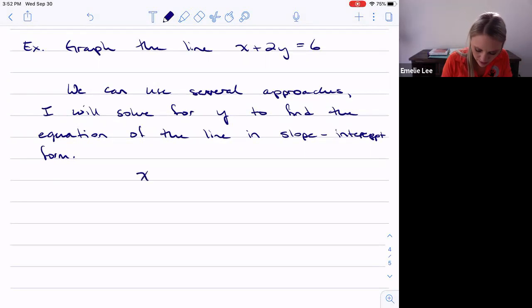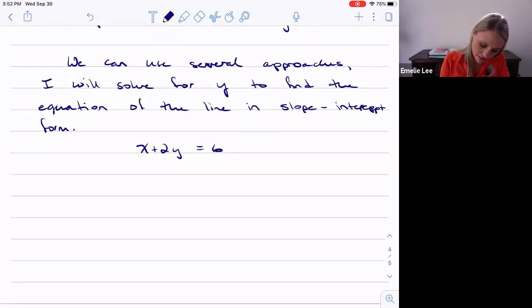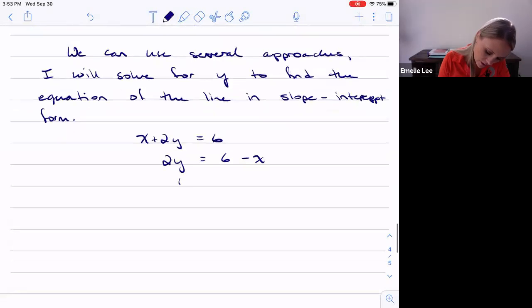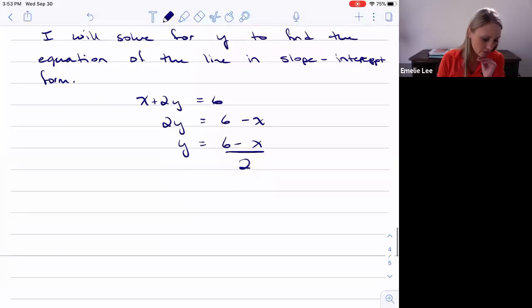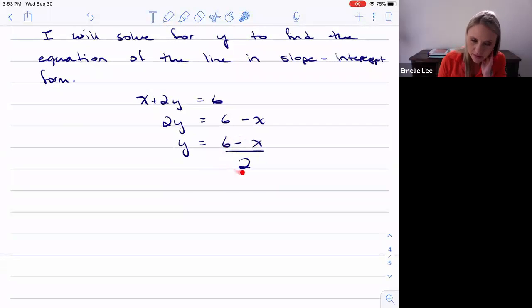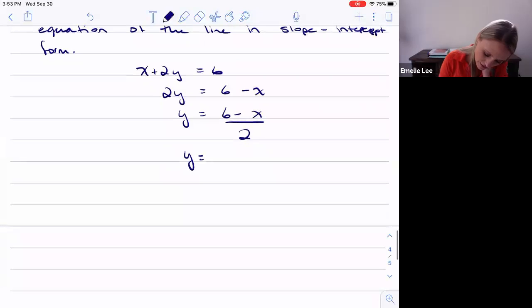So we've got x plus 2y equals 6. Essentially, I'm just solving for y here, right? And so moving everything else over, I get 2y is 6 minus x. So y must be 6 minus x divided by 2. I can split up this fraction, making sure that 6 is divided by 2 as well as x is divided by 2. So I can rewrite this as y equals 6 over 2 minus x over 2.